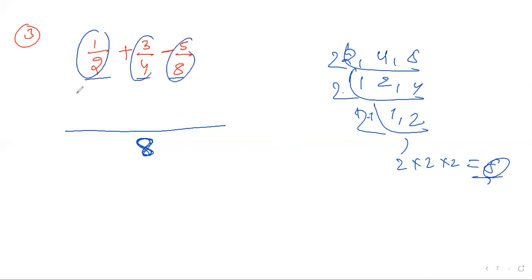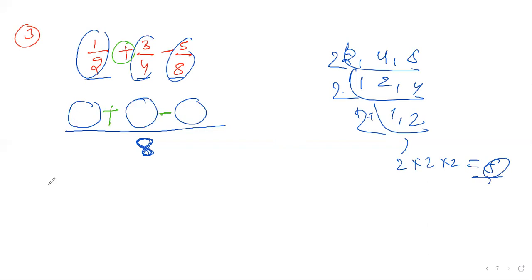After this, how many numbers are there here? Three numbers, so you keep three boxes here. Where there is plus, you keep plus here. Where there is minus, you keep minus. After this, you have to work like the previous one. Take the first box. What is the value?